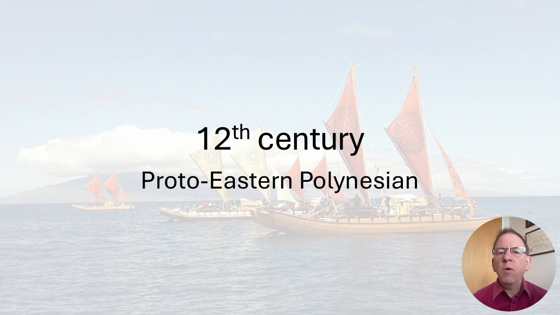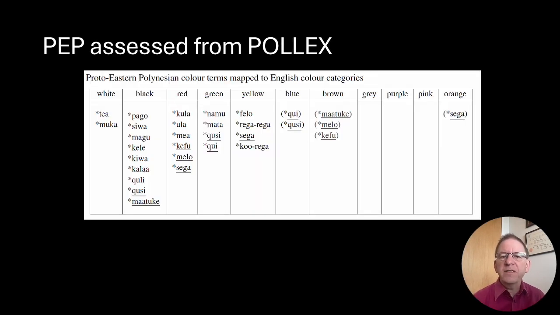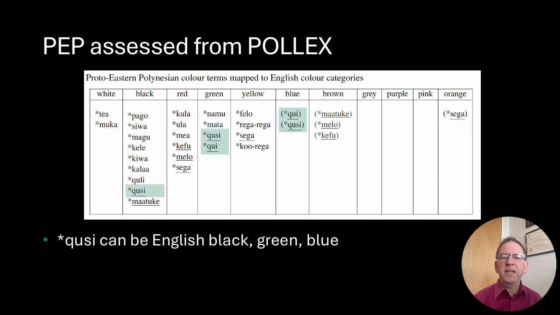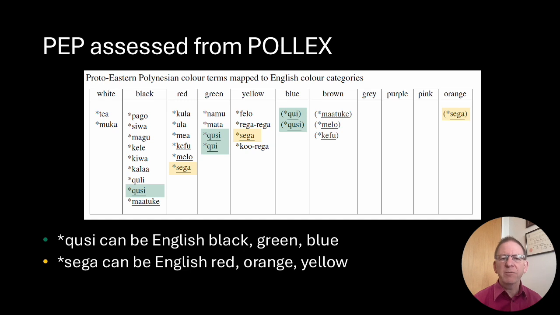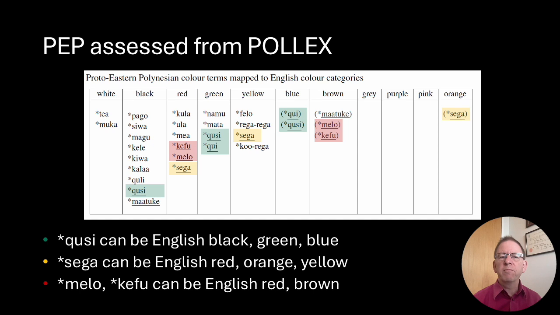So let us start with what we have reconstructed for Proto-Eastern Polynesian, the immediate ancestor of the Maori language. We mapped Proto-Eastern Polynesian words to their English equivalents. We found that there is not a direct correspondence. For example, kusi can mean the English black or green or blue. Sega can mean English red or orange or yellow. And both melo and kefu can refer to English red or brown.